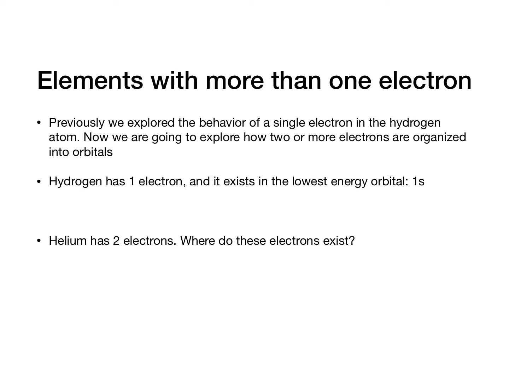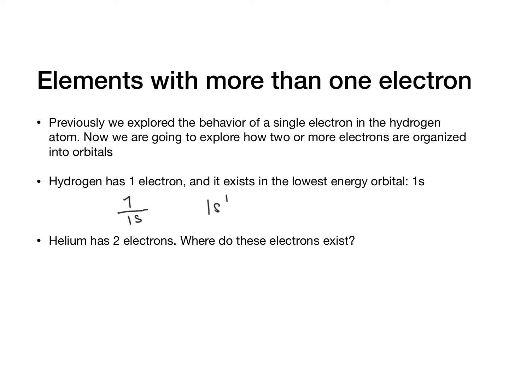All of the previous information, the Schrodinger equation, the quantum numbers, is developed on, or really based just on, hydrogen, which has one electron. So there's no interference. What does that look like? Hydrogen has one electron. It lives in the lowest energy orbital, which is 1s. So typically we would draw that as 1s with one electron.